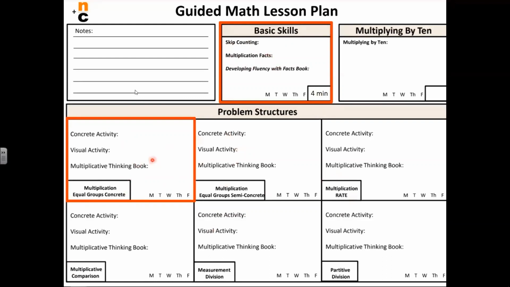It's not like you're working on all these every single day. You just work on whatever problem structure you're going to work on, and then you choose your basic skill that you'll work on. For example, you could say, okay, Monday through Thursday, this is when I'm going to work with these students, and we're going to work on equal groups. And then you could say, okay, on Tuesdays and Thursdays for the first 4 minutes, we're also going to work on skip counting.